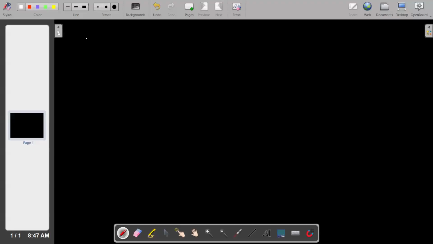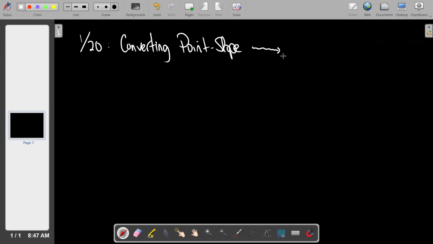It's the 20th. And this is just a continuation from yesterday. So we are converting point slope into slope intercept.